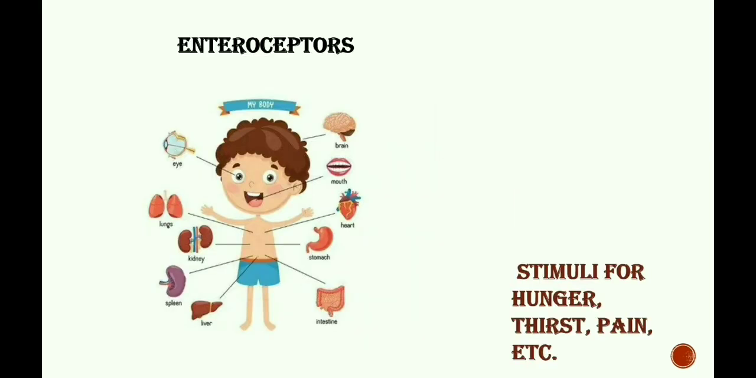Coming towards the second part, that is interoreceptors, which is present within the body. It includes three different parts. The first one is enteroceptors. If I say enteroceptors, that means the location is the internal body organs, and its main function is that it is sensitive to stimuli which comes from the internal organs, like hunger, thirst, pain, osmotic changes, etc.